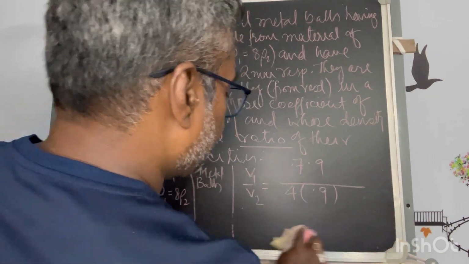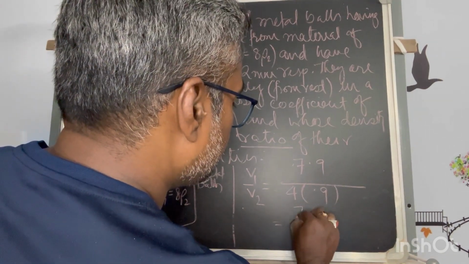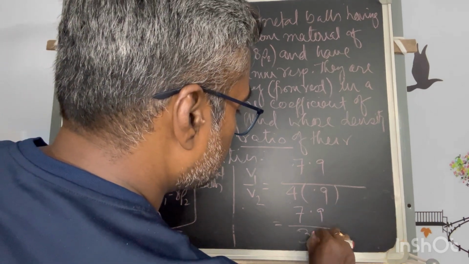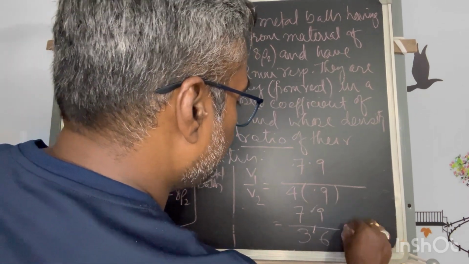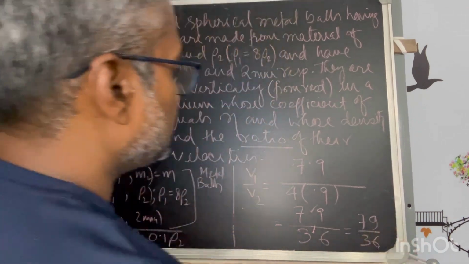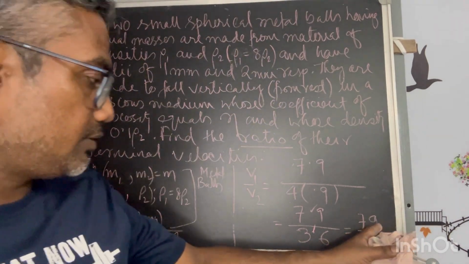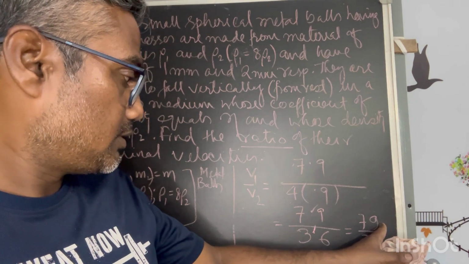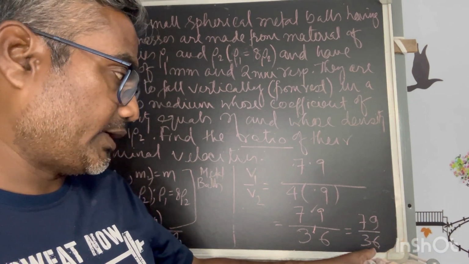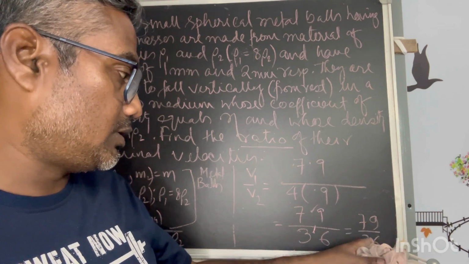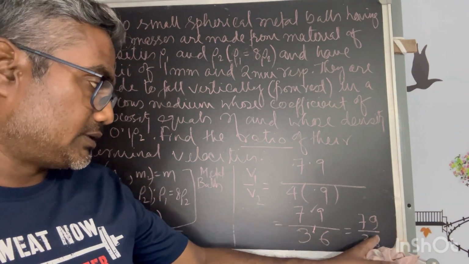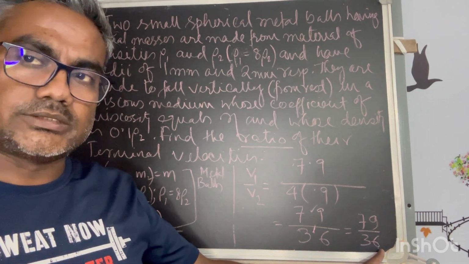So this is 7.9 over 4 times 0.9, which is 3.6. If I remove the decimals, I will get 79 by 36. This will be the ratio of their velocities. It cannot be reduced further, no factor is common between these two, so the velocity ratio will be 79 by 36. This will be the answer.